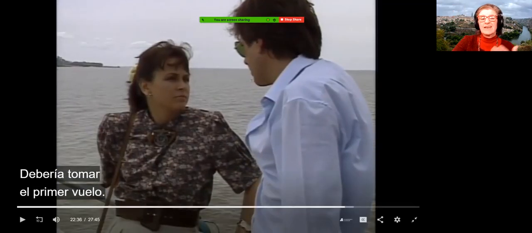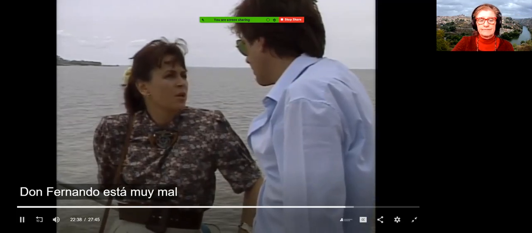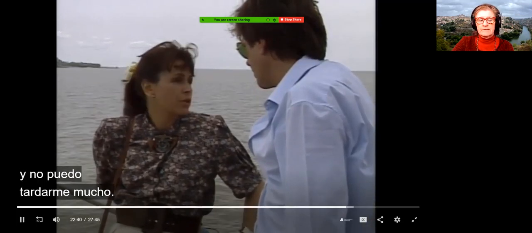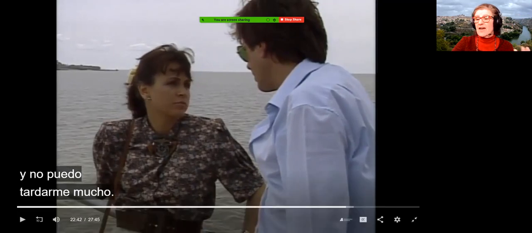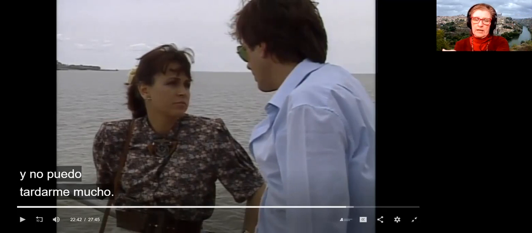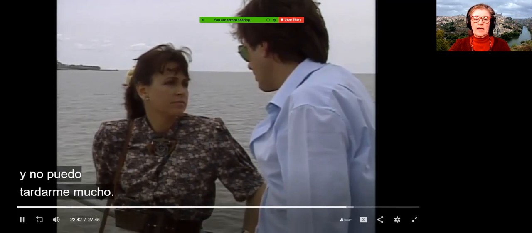I should take, debería de tomar is like an obligation. You know, I ought to take the first flight. Don Fernando está muy mal y no puedo tardarme mucho. Don Fernando is really, really ill and I cannot delay. Tardar is to take a long time, to delay, to take quite a while. No puedo tardarme mucho. I can't take a long time.